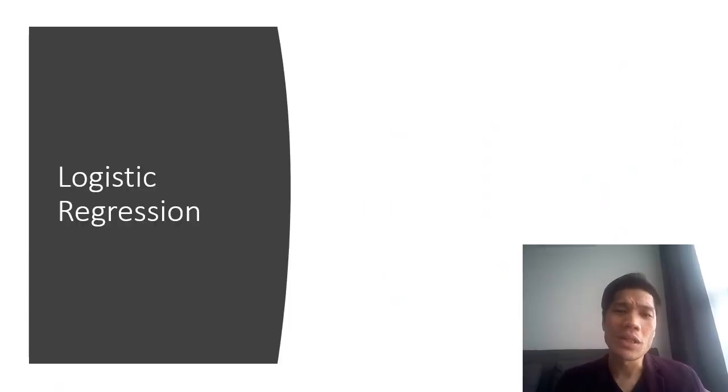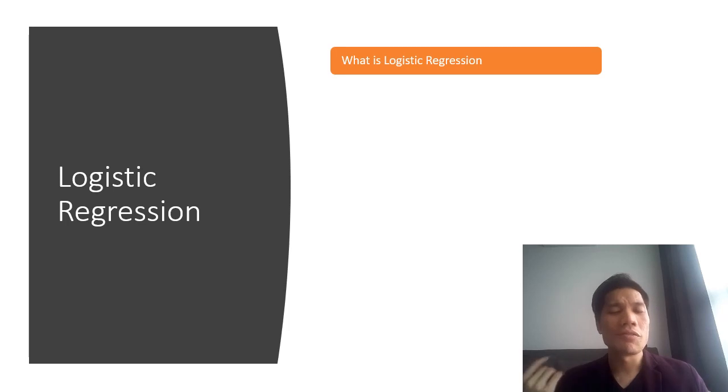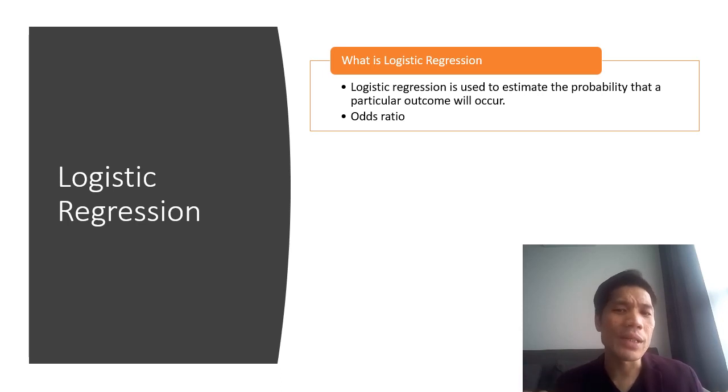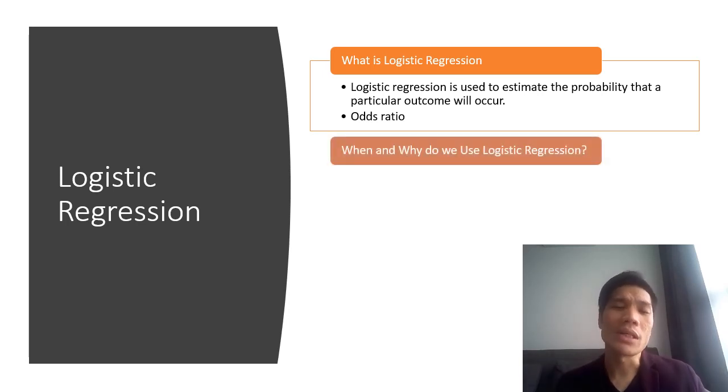Next, we're going to look at how logistic regression is used to recognize these churners, and how we can create a predictive model to find out the cases of churn. Firstly, I'm going to cover what logistic regression is. Basically, logistic regression is used to estimate the probability that a particular outcome will occur. I'm also going to discuss the odds ratio, which is used widely in biostatistics, but we can also apply it here in marketing. Then I'm going to look at when and why we use logistic regression.